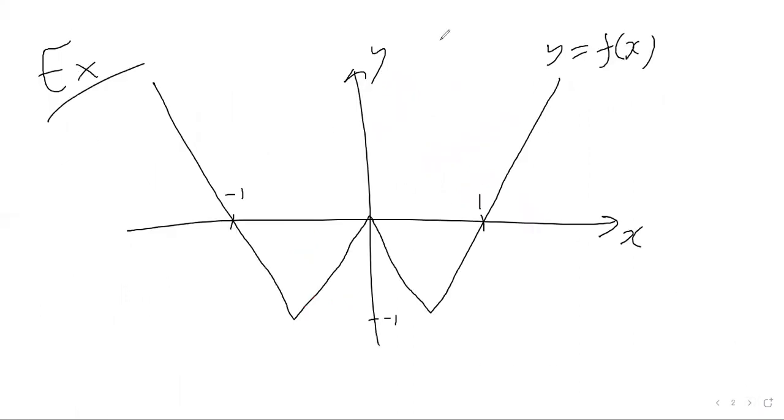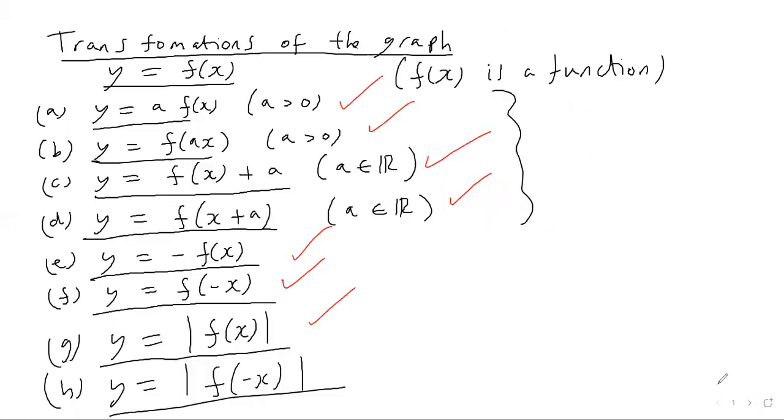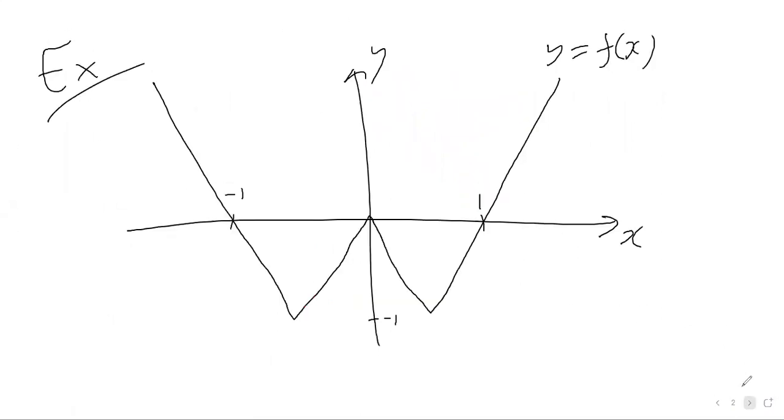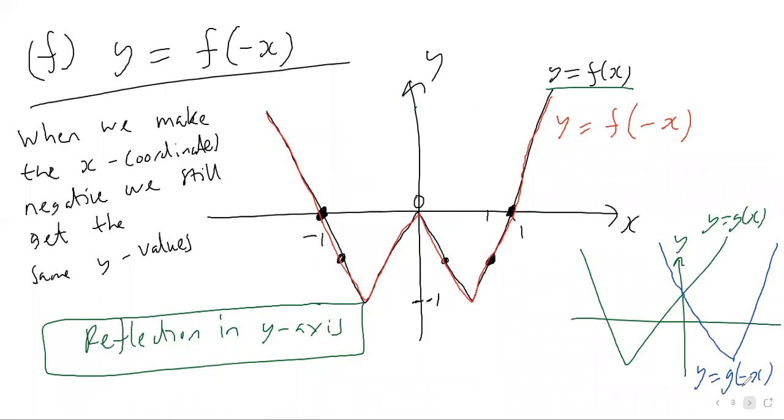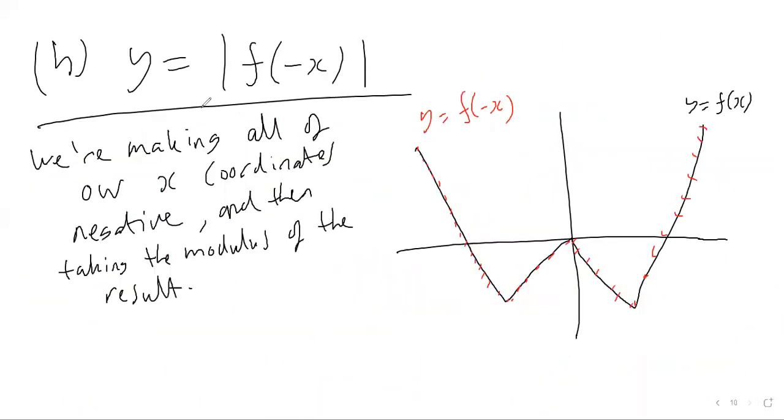So remember, we've got this graph y equals f of x. We've been doing all of these transformations on this graph in our previous videos, and today's video is going to be about doing the transformation y equals the modulus of f of negative x. So what's going on here?